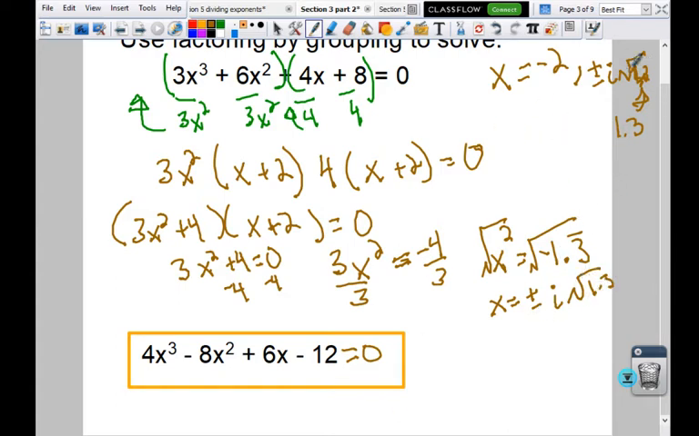What's that little line thing? Let me try it again. I just wrote it badly, so I tried to cross it out. And then plus minus i square root of 1.